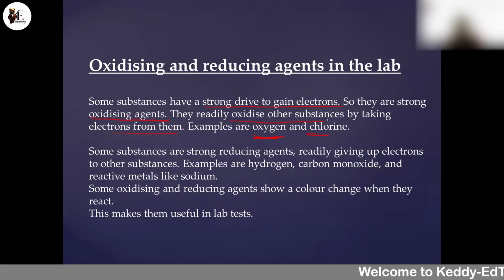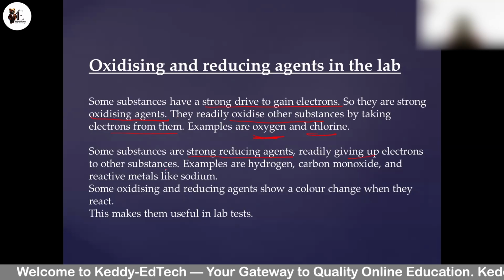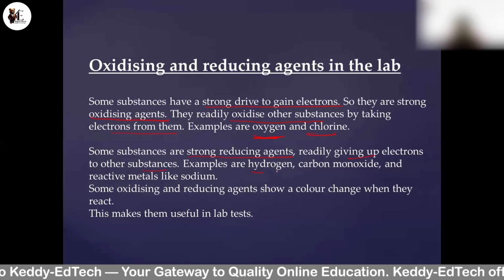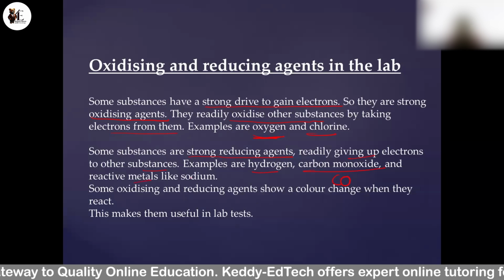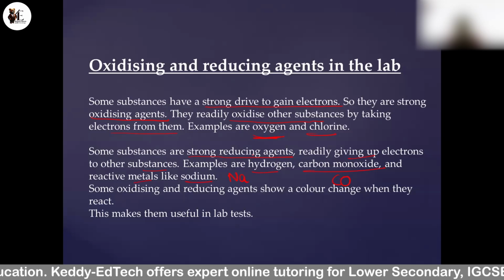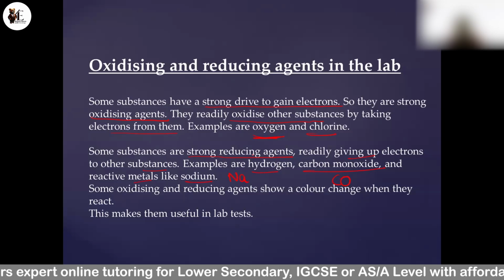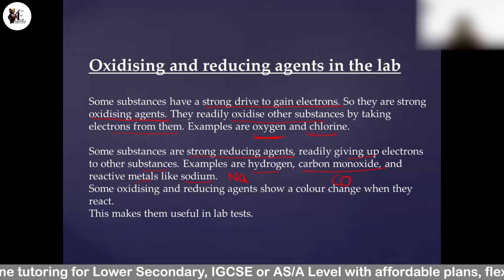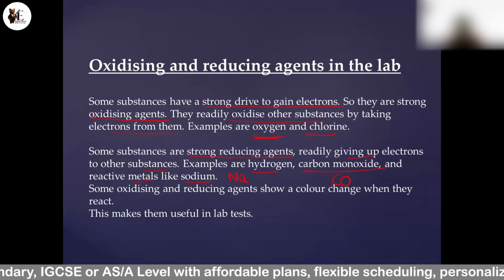Examples are your oxygen and chlorine. Oxygen and chlorine are your oxidizing agents. While some substances are strong reducing agents, they give up electrons to other substances. For example, hydrogen, carbon monoxide, CO, and metals like sodium, they act as your strong reducing agents. So in the laboratory, some strong oxidizing agents are oxygen and chlorine, and reducing agents are hydrogen, carbon monoxide, and sodium.